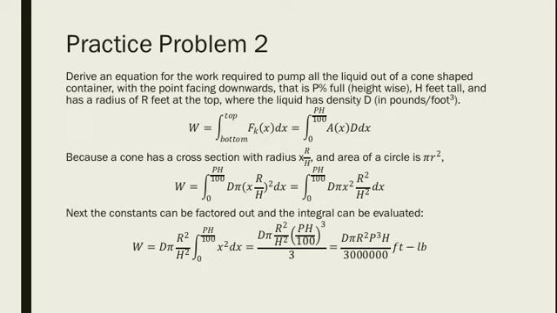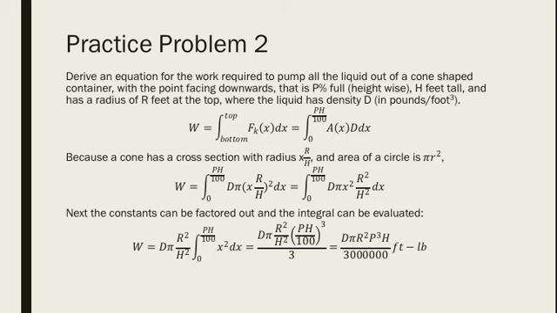The amount of force required to pump out any given layer will be the cross-sectional area at that height multiplied by the density of water. Now, because we know that the cone has a cross-section with a radius of height multiplied by r over h, the ratio of radius to height, and we know that the area of a circle is pi r squared, we can plug our radius, which is xr over h, into the pi r squared equation. So we get work is equal to the integral of d pi x squared r squared over h squared dx.